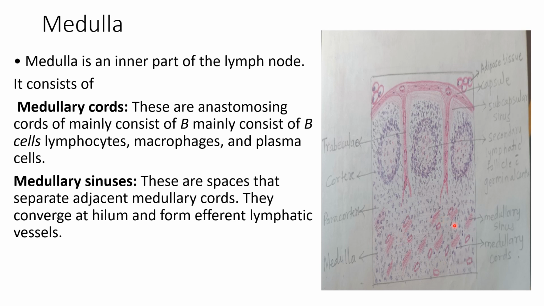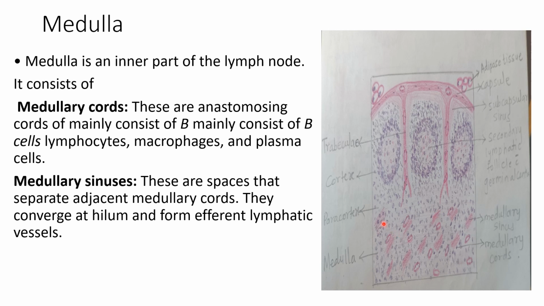Medulla is the innermost part of the lymph node. It is a pale stained area. It is mainly formed by lymph cords and sinuses. So these are the medullary cords and these are the medullary sinuses. The medullary cords are anastomosing cords mainly formed by B lymphocytes, macrophages and plasma cells, and the medullary sinuses are the spaces adjacent to the medullary cords. They contain lymph, and after filtration the lymph is drained into the efferent lymphatic vessel through the hilum of the lymph node.